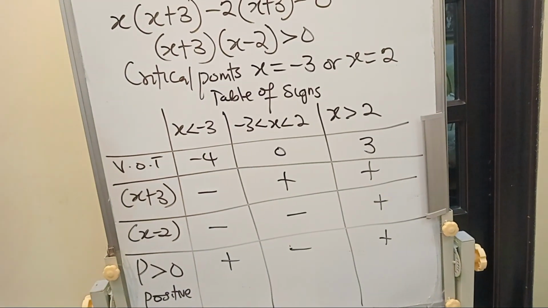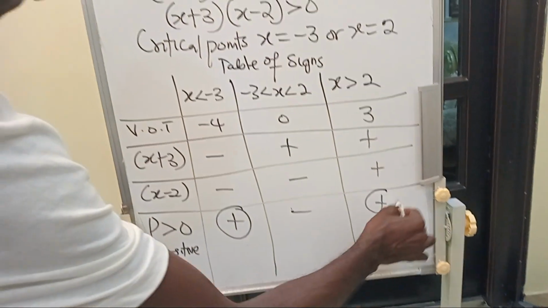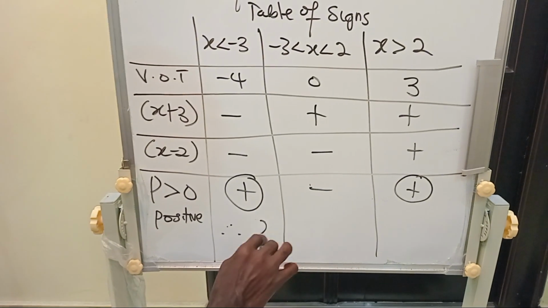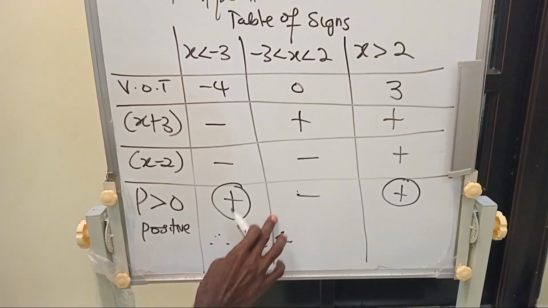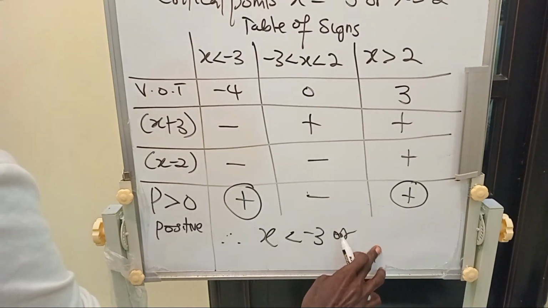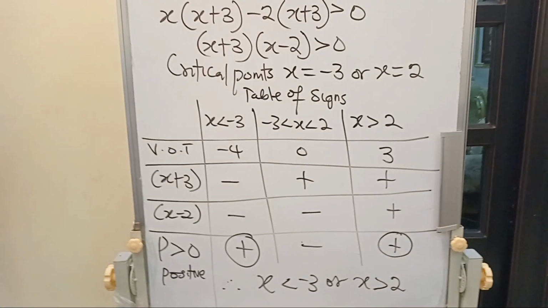Looking at this, which part is the positive region? We have this part, and we have this part. Therefore, we can say that the solution set becomes x is less than minus 3, or x is greater than 2. All right, thank you.